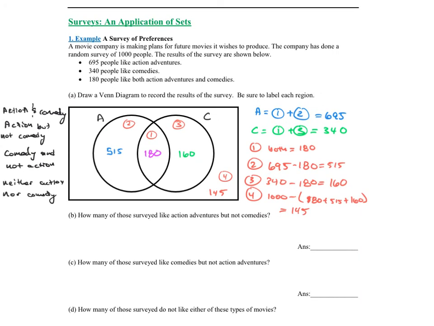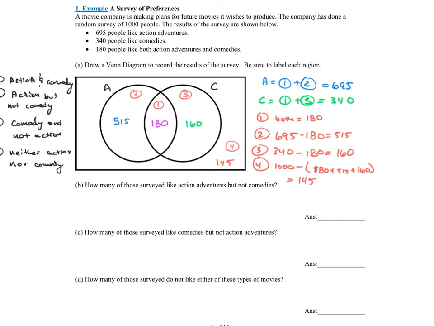So the key is, first step, fill out that Venn diagram, and then think and be able to answer the questions they ask. So let's look at these. How many of those surveyed like action adventures but not comedy? Well, that's region 2, and we know what region 2 is. Region 2 is 515 people. So that's the answer to the question.